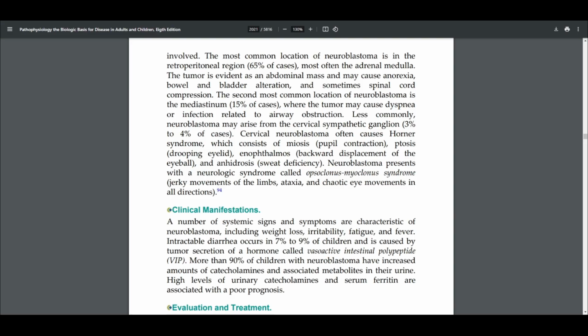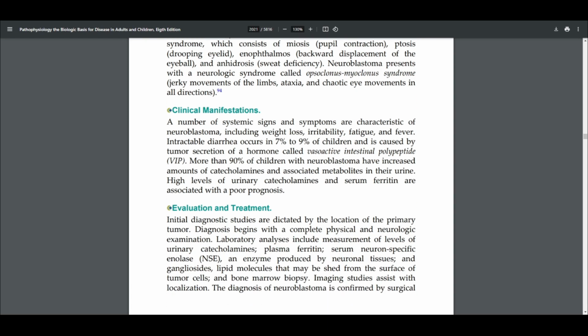Another common location of neuroblastoma is the mediastinum, where the tumor may cause dyspnea or infection related to airway obstruction. Less commonly, neuroblastomas may arise from the cervical sympathetic ganglion. Cervical neuroblastomas often cause Horner syndrome, which consists of miosis, ptosis, enophthalmos, and anhidrosis. Neuroblastomas may present with a neurologic syndrome called opsoclonus myoclonus syndrome.